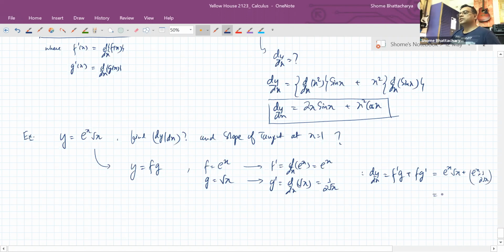So see, we get this very interesting kind of function. So you can even take LCM and write it like this. Okay. So this should be our final answer.